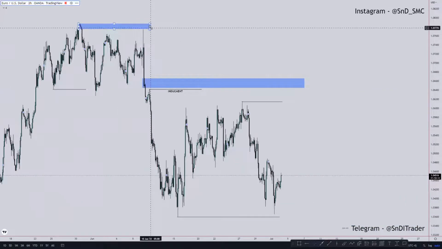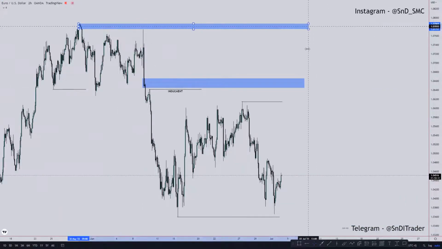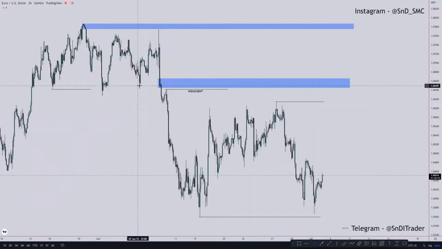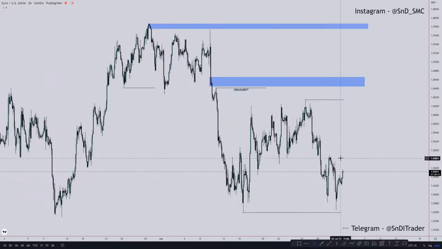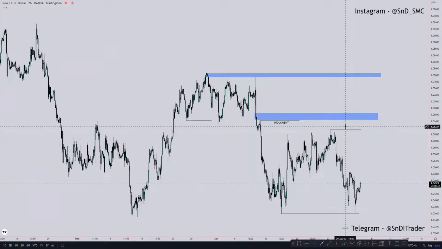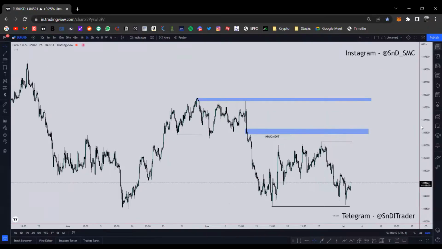So this too will be a good zone, because always select those zones which have taken out liquidity and the zone which is around the breaker area. So that is how you can select the point of interest. And let me just go on another pair for you.